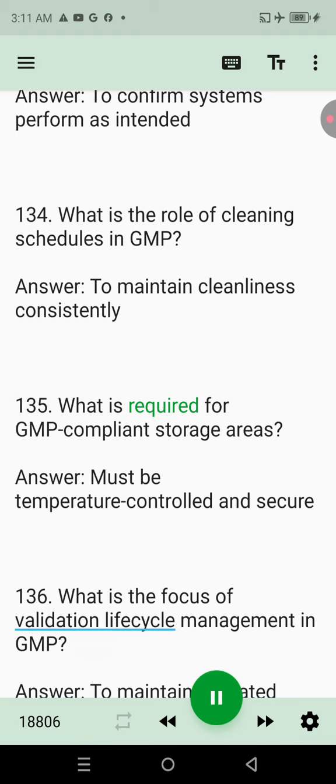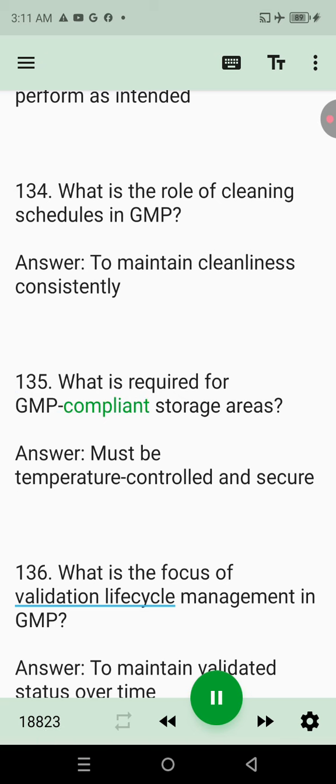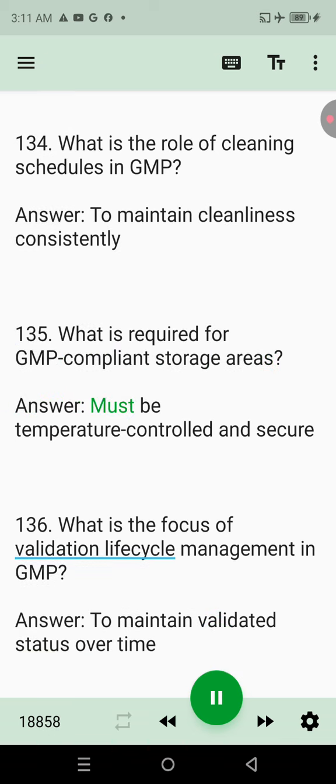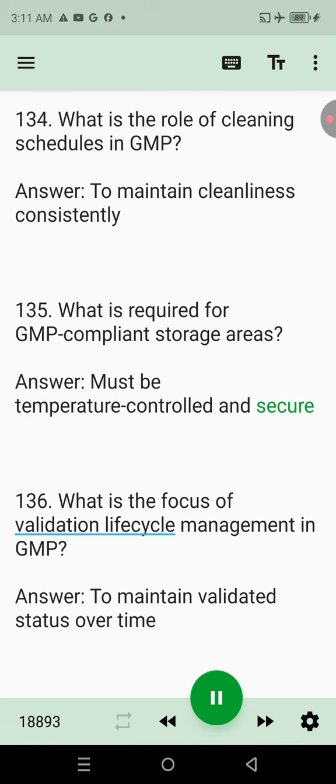135. What is required for GMP-compliant storage areas? Answer: must be temperature controlled and secure.